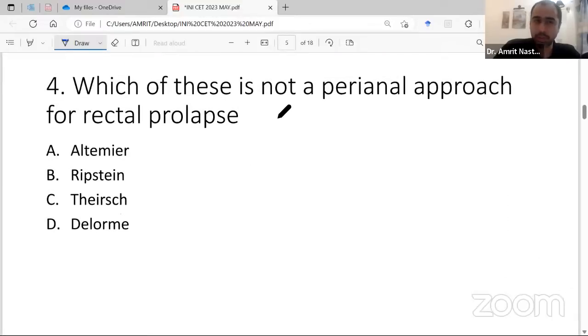All right, this is a repeat question. This has been asked before. This is a PYQ direct repeat, so nothing to discuss here. Which of these is not a perineal approach for rectal prolapse? You know the mnemonic also. Answer is Ripstein. Ripstein is abdominal. Right. Others are all perineal approaches which are preferred in the elderly.